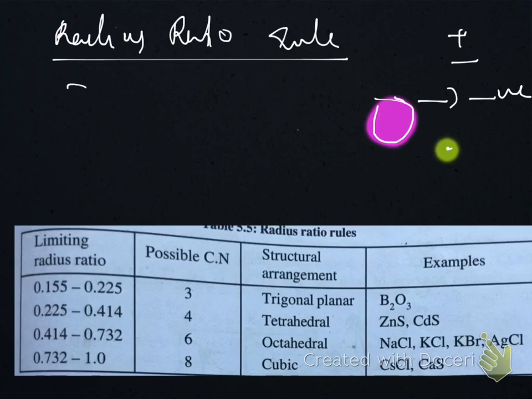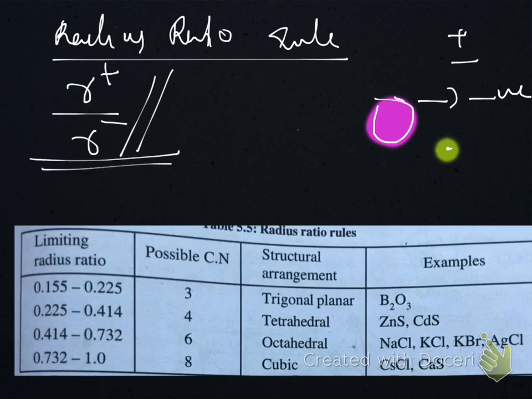From the size of cation to anion, radius of cation by radius of anion, this is called the radius ratio. From this ratio of radius of cation to radius of anion, we can predict the structural arrangement in crystals. If this radius ratio is 0.155 to 0.225, then coordination number is 3. Coordination number means number of touching spheres, 3. Arrangement is trigonal planar and example is B2O3. That is not very common.